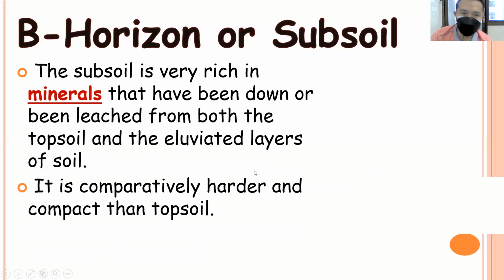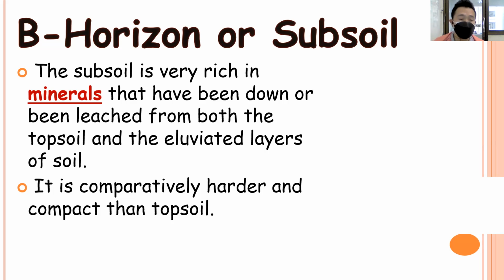The subsoil is very rich in minerals and that have been leached from both the topsoil and the elevated layers of soil. So it is comparatively harder and compact than topsoil. So this soil, kids, rich in minerals, and the only difference is you cannot see humus in this kind of soil. So that is the reason that it's harder and compact.